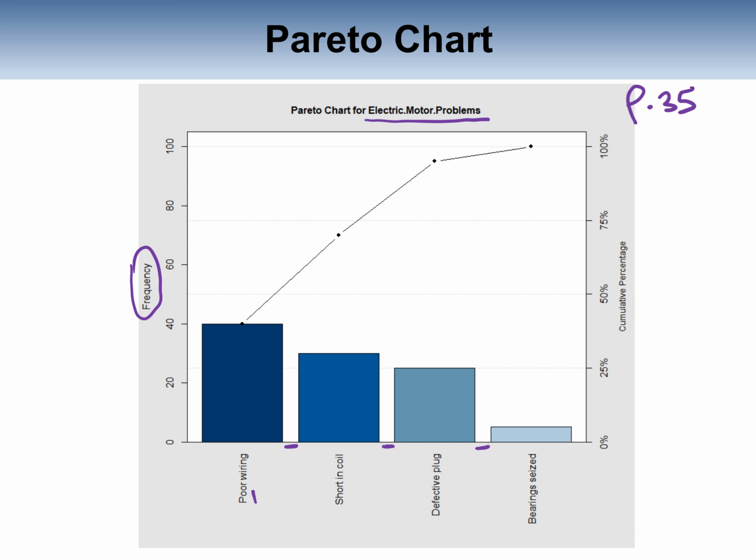So that would be poor wiring. The next one would be short, and then defective plug, and so forth. And then sometimes, not always, there's a cumulative frequency. The cumulative in this case is the percentage, or you could have the proportion, that also goes on the chart as well. So it's another way of visualizing. Again, this is qualitative or categorical type data. And so we have the pie chart, the bar chart, and the Pareto chart.